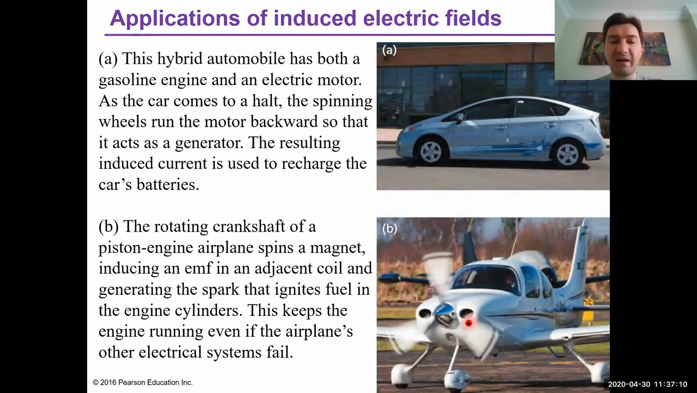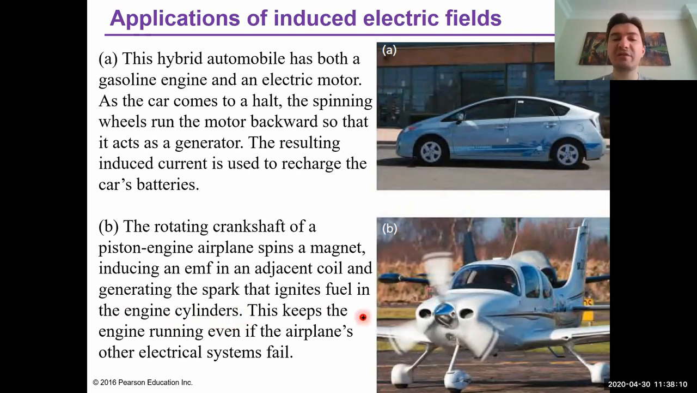And here we have a plane. Here we have a rotating crankshaft. The rotating crankshaft of a piston engine airplane spins a magnet. Let's say there is a magnet, and this shaft spins the magnet, inducing an EMF in an adjacent coil. You can consider it like the alternator, which we discussed during the last lecture. There are wires around here, and there is a magnet, and this magnet is spinning. Then this induces an EMF in the coils and generates the spark that ignites fuel in the engine cylinder.